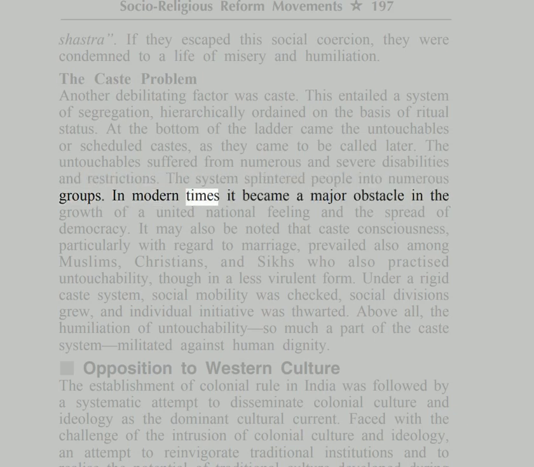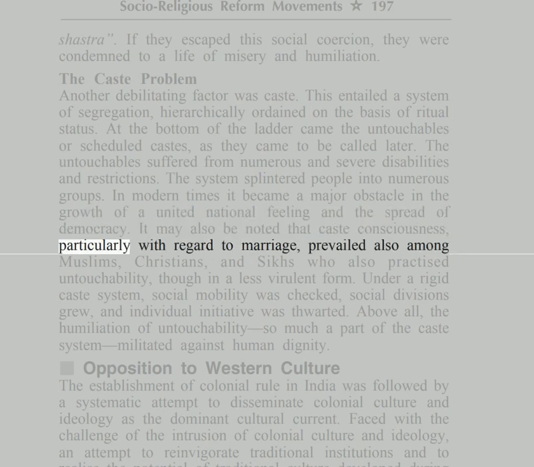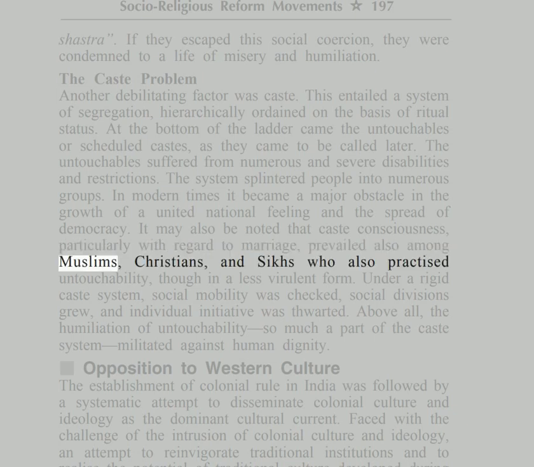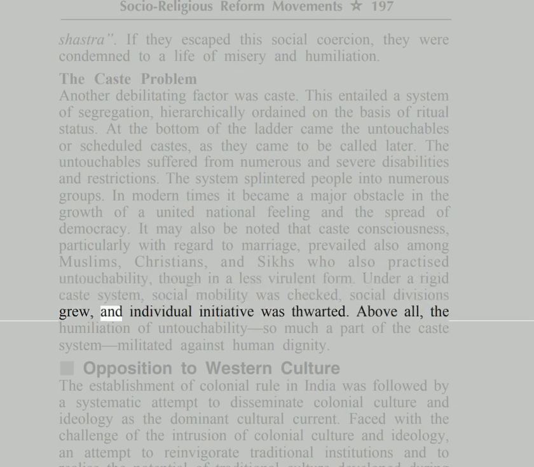In modern times it became a major obstacle in the growth of a united national feeling and the spread of democracy. It may also be noted that caste consciousness, particularly with regard to marriage, prevailed also among Muslims, Christians, and Sikhs who also practiced untouchability, though in a less virulent form. Under a rigid caste system, social mobility was checked, social divisions grew, and individual initiative was thwarted. Above all, the humiliation of untouchability, so much a part of the caste system, militated against human dignity.